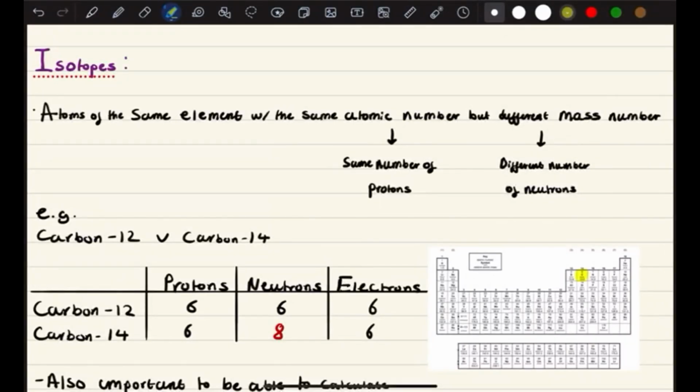Okay, now we're going to get into it a bit. So let's look at isotopes. Again, definitions, I cannot emphasize it enough. An isotope is an atom of the same element with the same atomic number and different mass number.